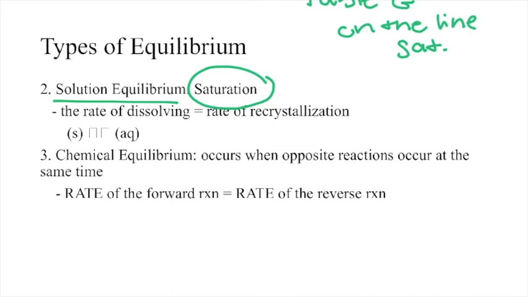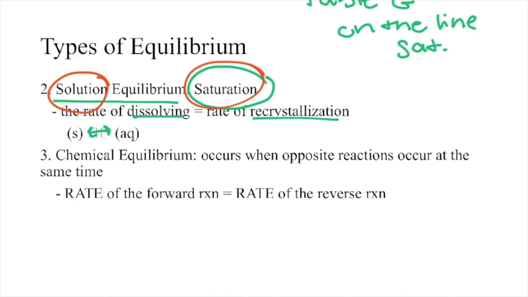It is equal. The rate of dissolving is equal to the rate of recrystallization. So the rate of solid to aqueous is equal to the rate of aqueous to solid. So for this one, I would remember solution, saturated. That's how you're going to remember the equilibrium, right? If it's unsaturated or supersaturated, it is not at equilibrium. It's not stable. The forward and backward reactions are not at the same point yet.